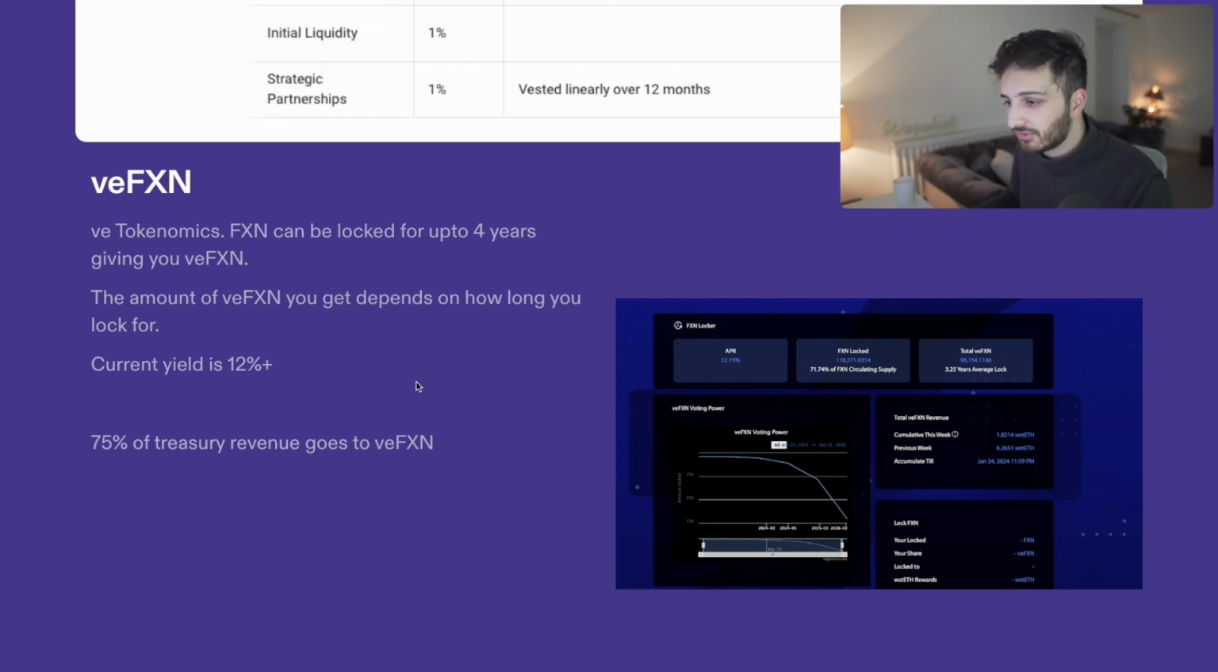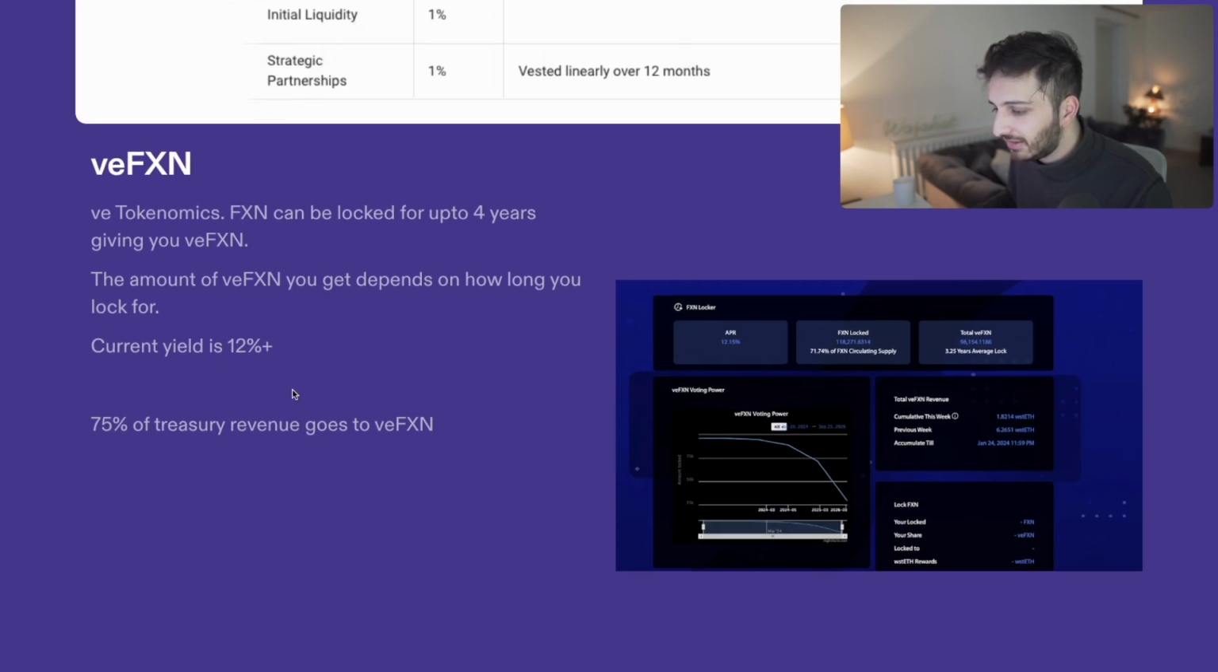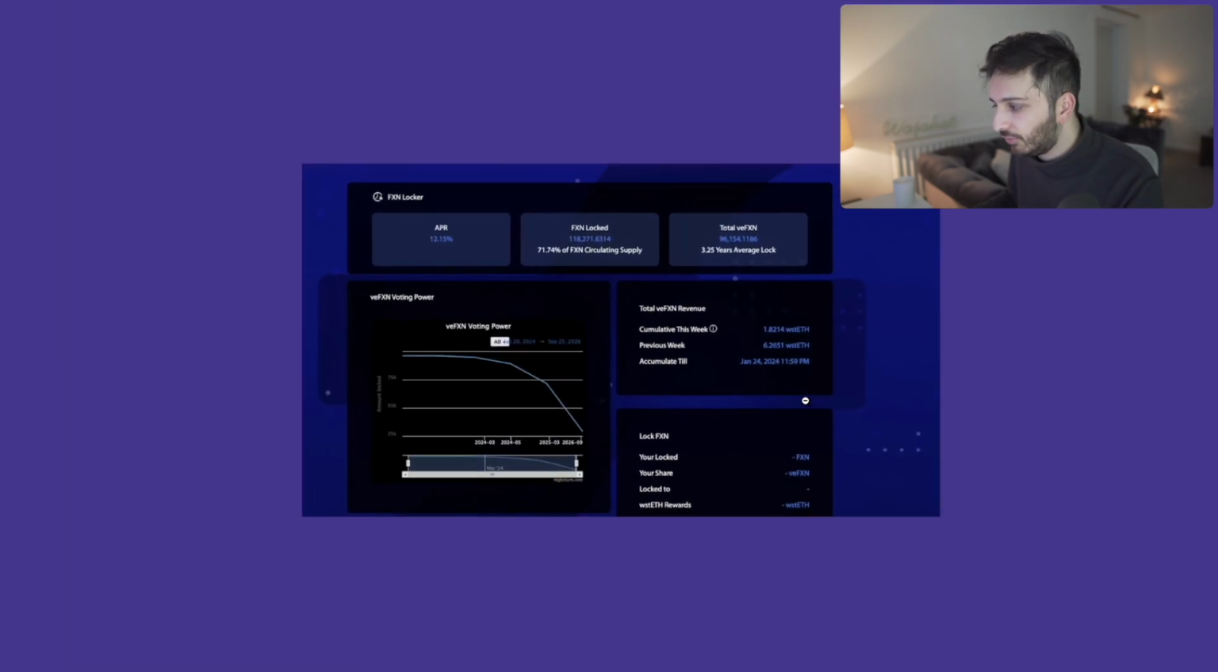Now, currently, the yield in doing so is around 12%, which is really good, and this is essentially how the revenue generation works. So you've got to have veFXN to get this revenue. 75% of the treasury revenue actually goes to veFXN holders, which is really good to see.